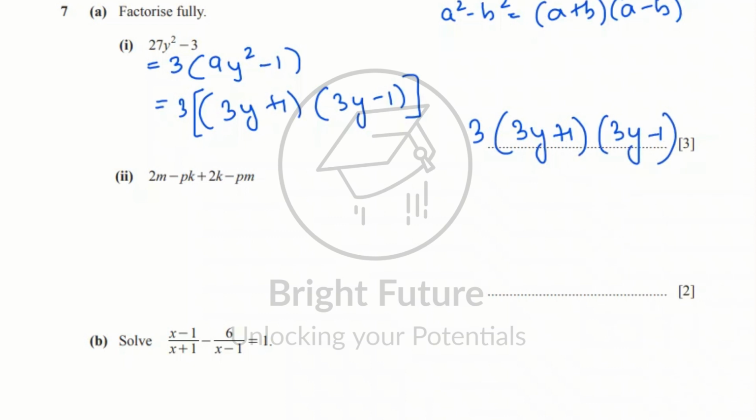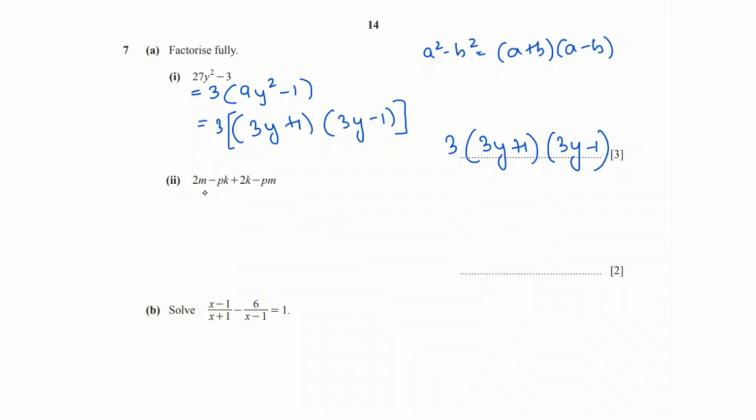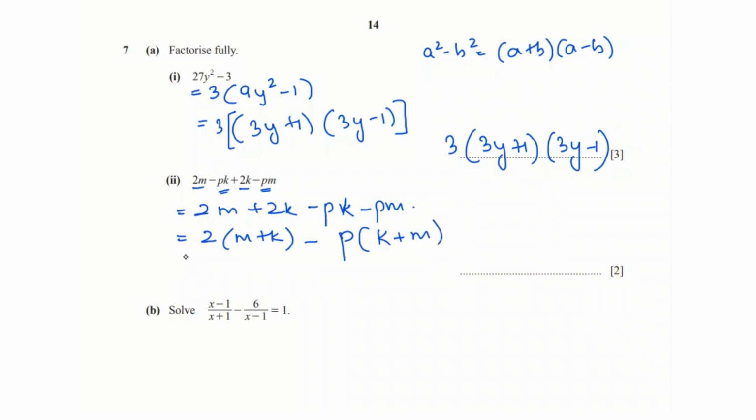Okay. Now 2m minus pk plus 2k minus pm. Let's get the 2's together and p's together. So 2m plus 2k minus pk minus pm. So 2 is common, m plus k, minus p is common, k plus m. So k plus m is common, and commons together. So finally get the answer as m plus k into 2 minus p.